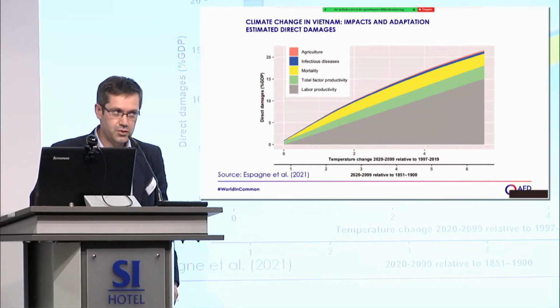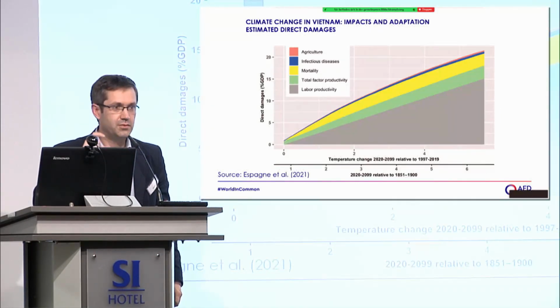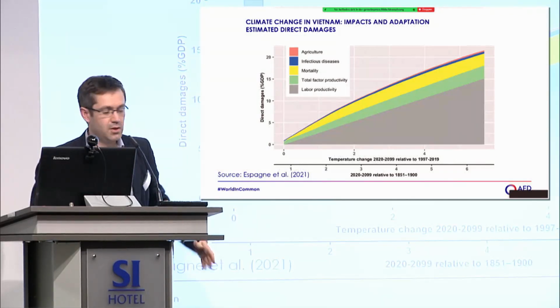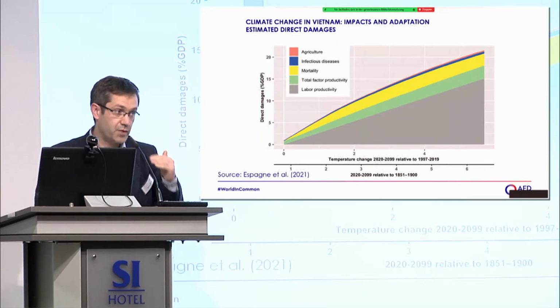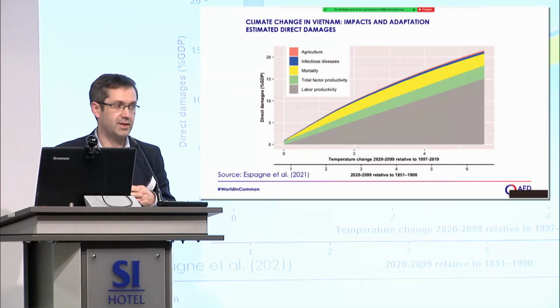I will come to the conclusion towards the end of the presentation, but just to give you an idea, this is the kind of damages where you have on the x-axis the temperature change, and on the y-axis how much each of the different types of damage would amount to directly, and we'll assess the indirect effects afterwards.